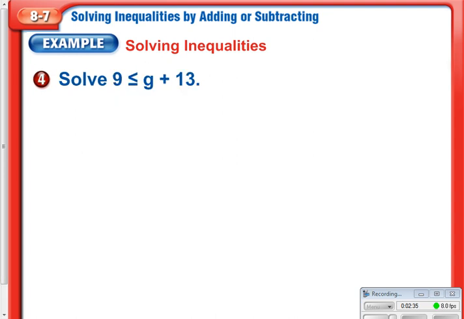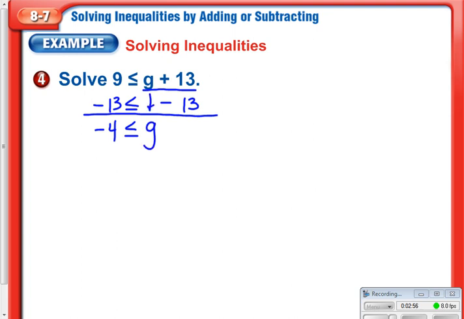Example 4, I want you to pause the video right now, work through it, and solve for g. Alright, now that we're back here, the right side has g, so we are going to subtract 13 on both sides. 9 take away 13 is negative 4, which is less than or equal to g, which slides down.